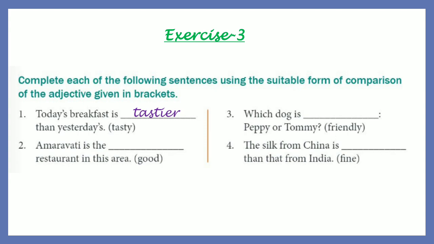The dash. This gives an idea that we are supposed to use the superlative form of the word good. And what is the superlative form of good? Good, better, best. Best is the superlative form. So we will use here best. Amravati is the best restaurant in this area. Number 3, which dog is dash, Peppy or Tommy? Friendly is the adjective given and we are supposed to use the word friendlier.